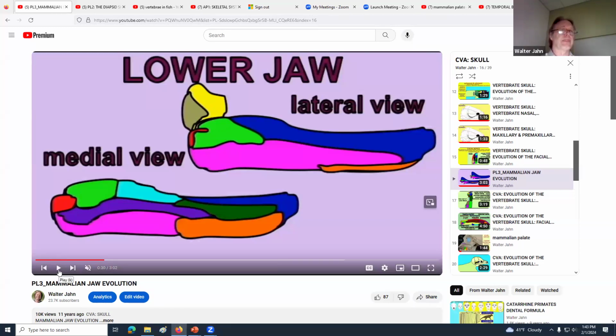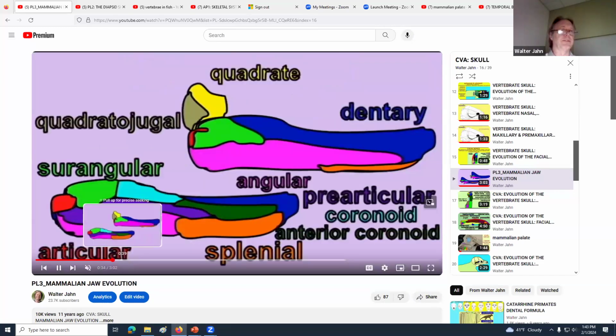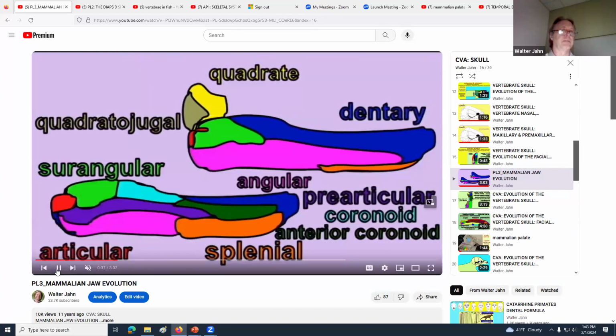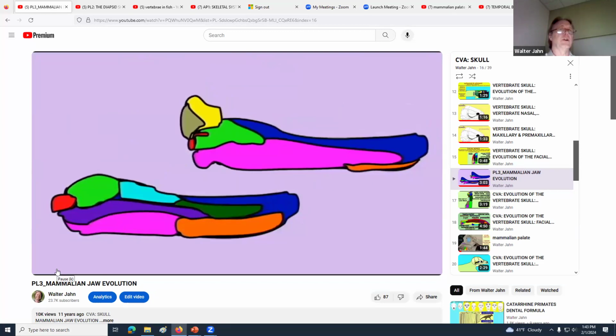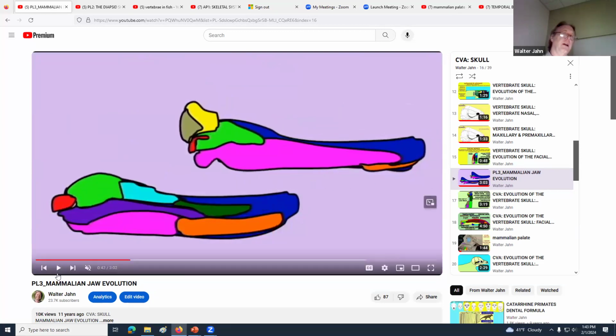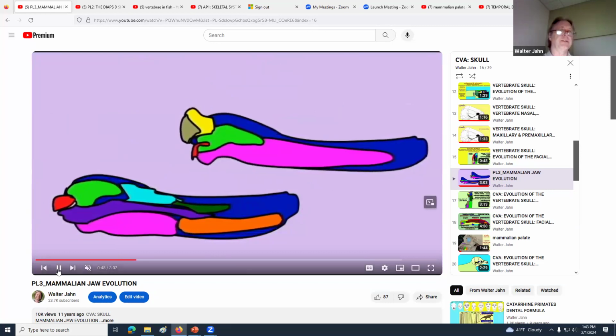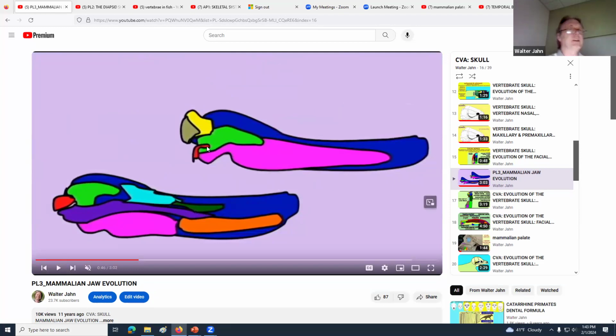So that's the lower jaw, a lateral view and medial view. I name all the bones if you care. You don't have to care. Now, we go from fish into amphibians. There are some changes. The blue bone's getting a little bit bigger. We get into some reptiles. Getting bigger. But still, the jaw joint is between the red bone and the yellow bones. That's still the jaw joint.